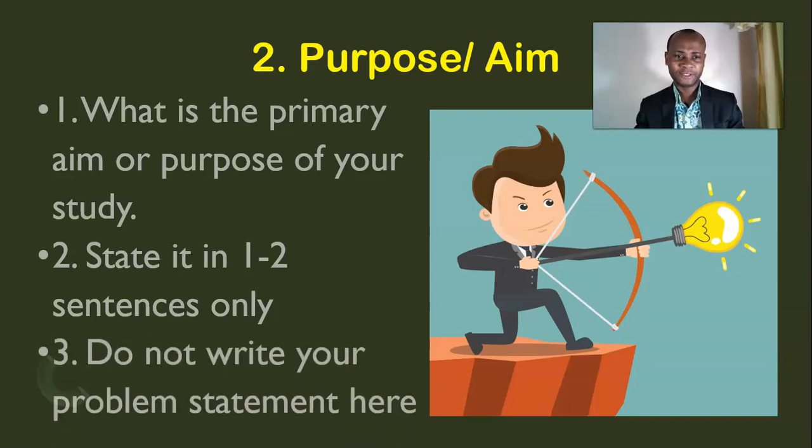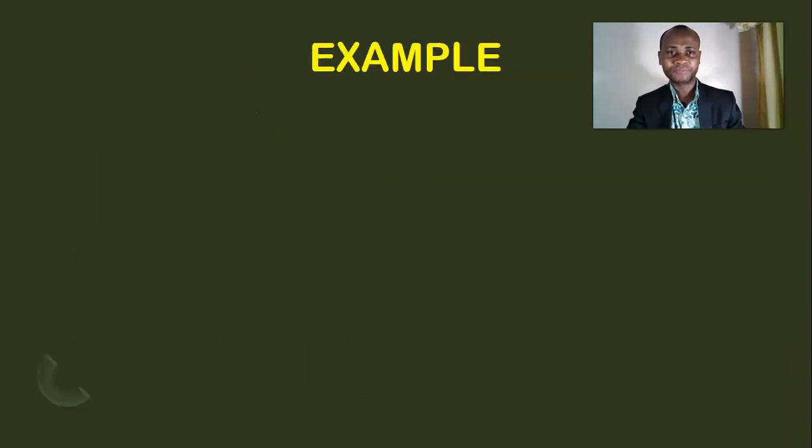Number three, do not write your problem statement here. In the abstract, that is not where you write your problem statement. You just write the main aim of the study, the core objective of the study, which will be written in 1 to 2 sentences only, not more than that.